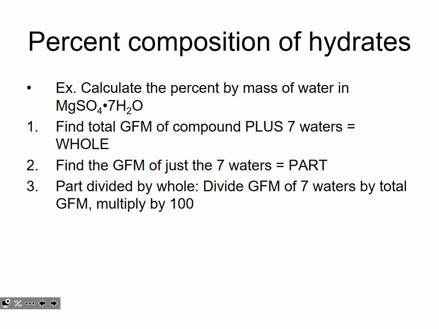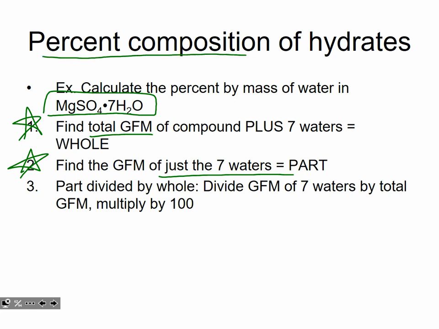and then simply sum it to the other ones. Now, percent composition of hydrates. So a typical example of this would be to calculate the percent by mass of water in magnesium sulfate heptahydrate. Notice that I'm using the exact same hydrate that we already looked at, because the key to solving a problem like this is to, first of all, find the total gram formula mass of the compound with all of the waters included, because that is going to be your whole. Then find just the mass of the waters, and that is going to be your part, and then simply divide part by whole, because percent composition is still part over whole times 100.